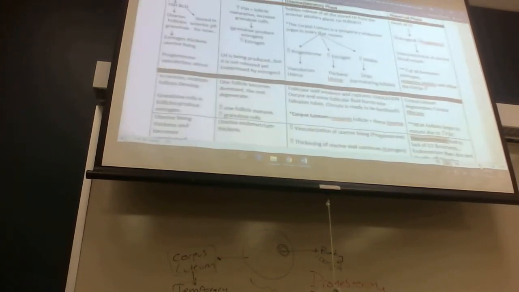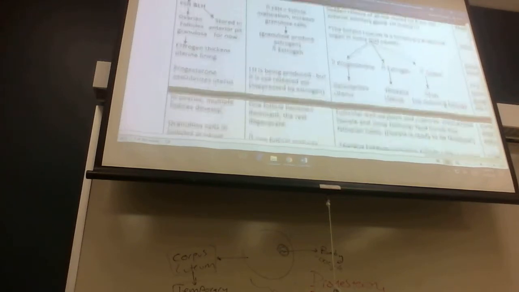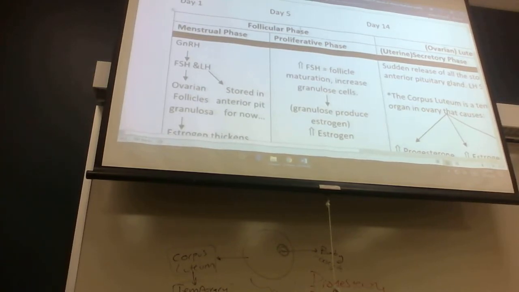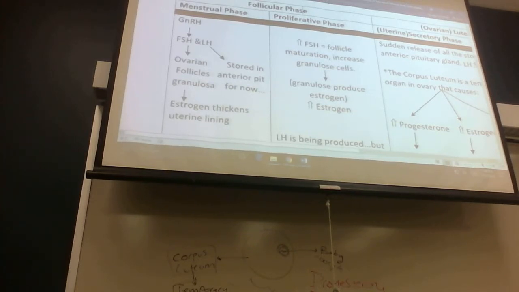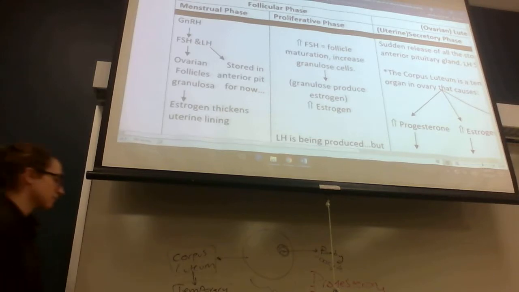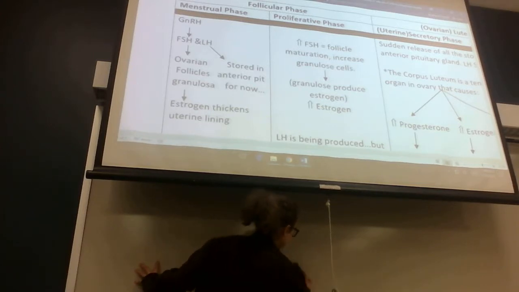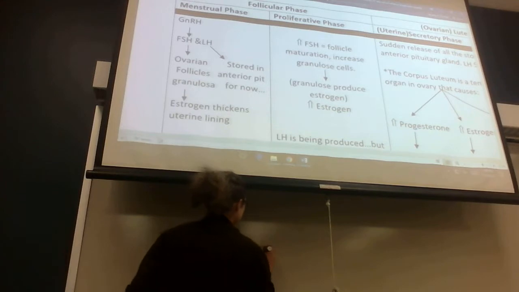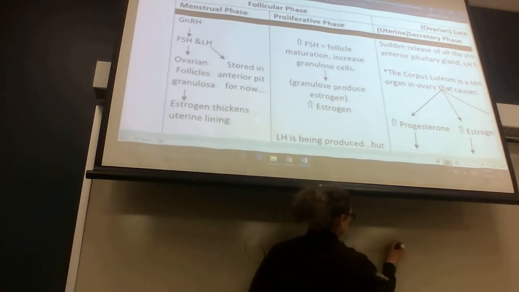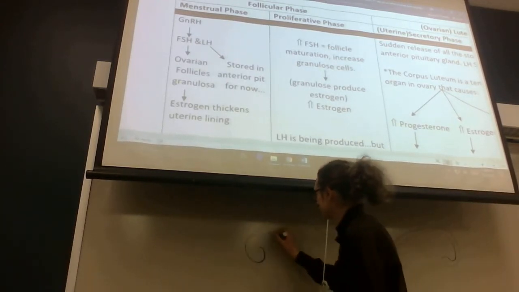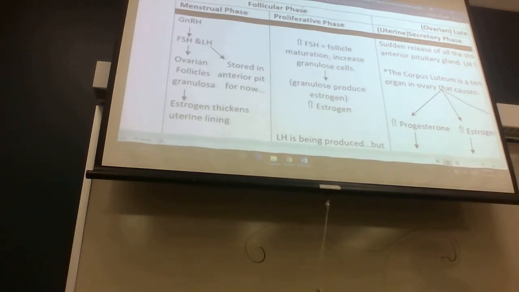So I'm going to zoom into the first one so we can get a good look at it. We're going to be talking about the follicular phase, so day 1 to day 14. This is called the follicular phase in the ovary, but it's going to be called the menstrual phase or the proliferative phase in the uterus. Let me draw a nice uterus on the board. This is our uterus, and it's not drawn to size at all.